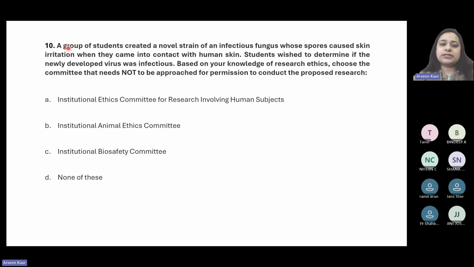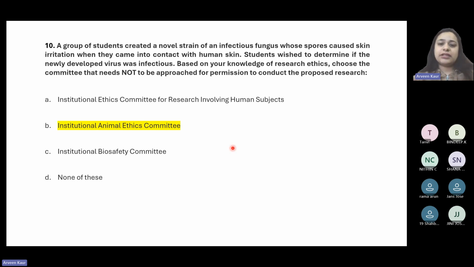So I think it is very apparent that it will actually be the Institutional Animal Ethics Committee, right? Why? Because there are no animals involved in this. There is no mouse strain that they want to test it on. There is no guinea pig or rabbit or rat that they want to test it on, right? What they are doing is they have created an infectious strain of fungus. So for this infectious strain of fungus, they will have to have permission from a biosafety committee, right? Because the correct biosafety level facility should be available in your institute.